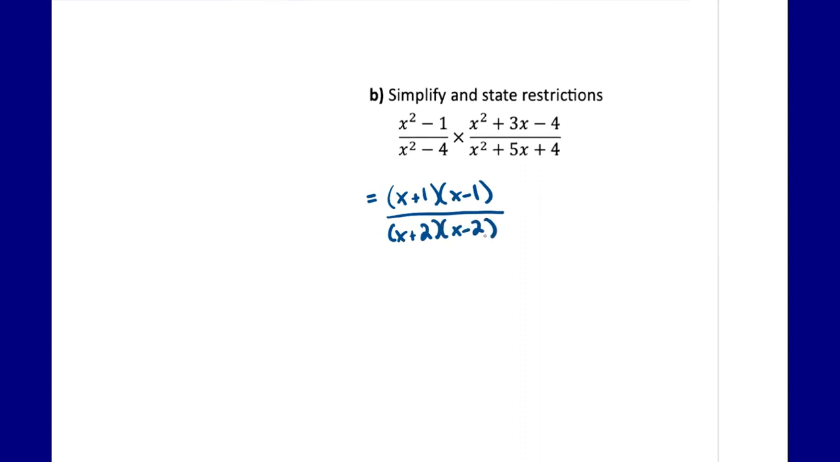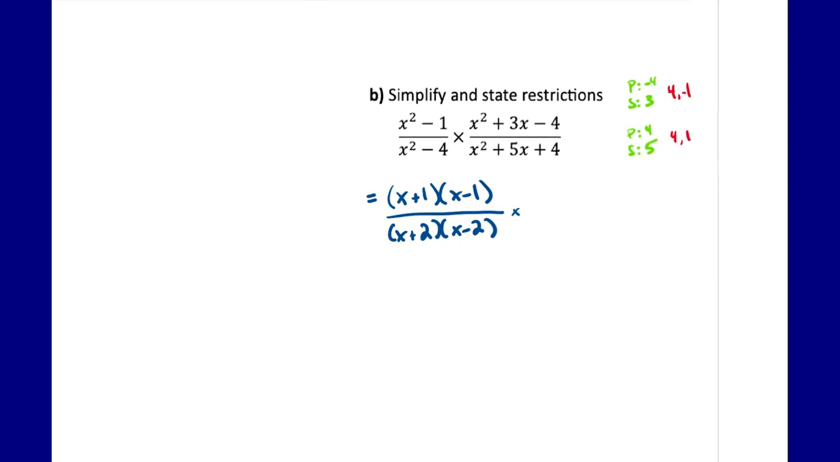times x minus 2, and then we're multiplying all of this by, now if I'm looking here to simplify, these are not perfect squared trinomials. They are simple trinomials. So here I would be using product and sum. For the first one, two numbers that multiply to -4 but add to 3. And for the second one, two numbers that multiply to 4 and add to 5. Here our two numbers are positive 4 and -1. And here we have positive 4 and positive 1.